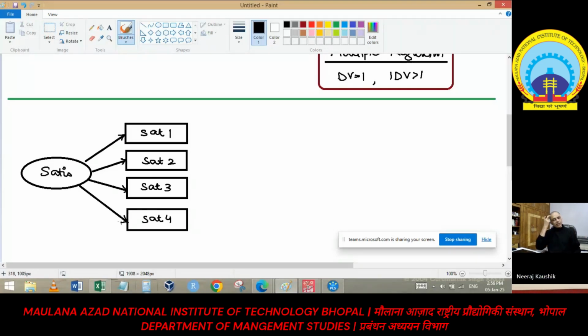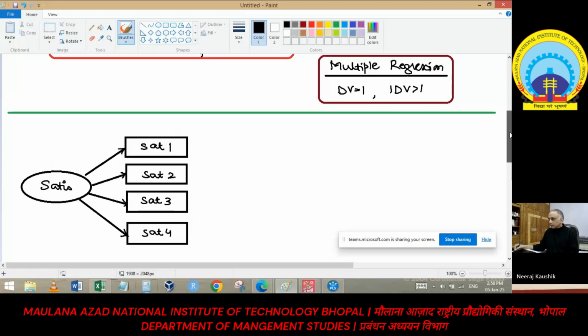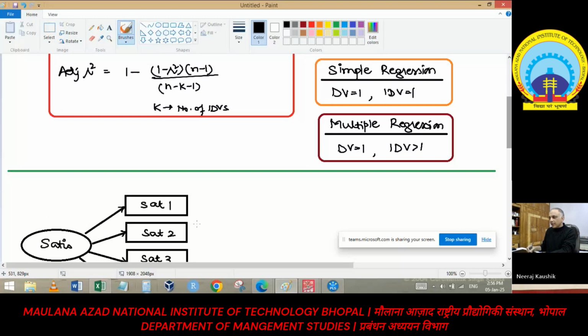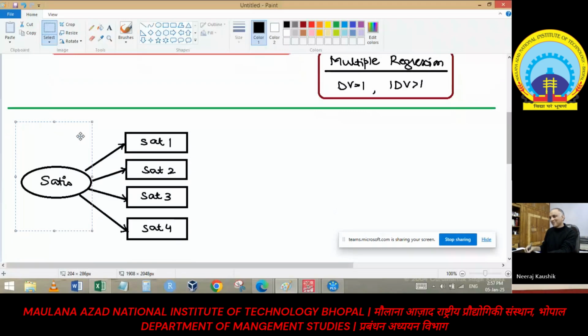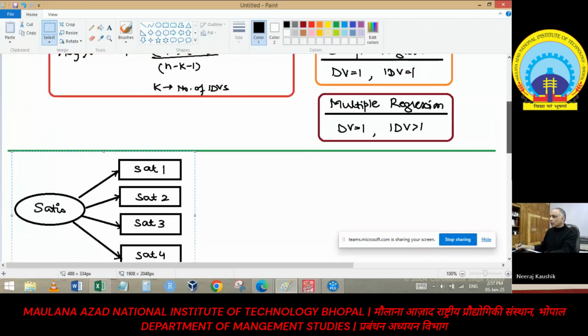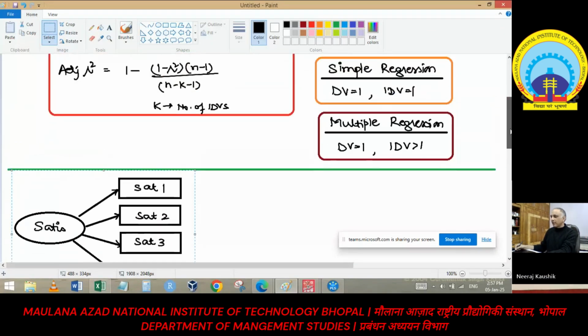My question is, is this a case of multiple regression or simple regression? Your answer is in front of you. You can just cross check. What is simple regression? What is multiple regression? Is it a case of simple regression or multiple regression? So my feedback is not what you will write on day 5 in the box. My feedback is what you are answering here.